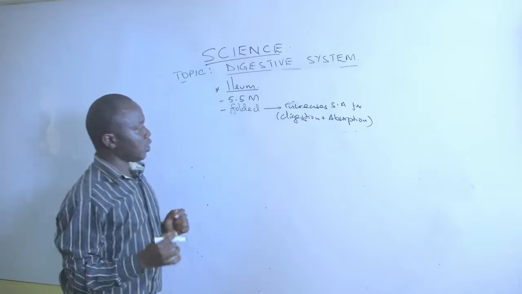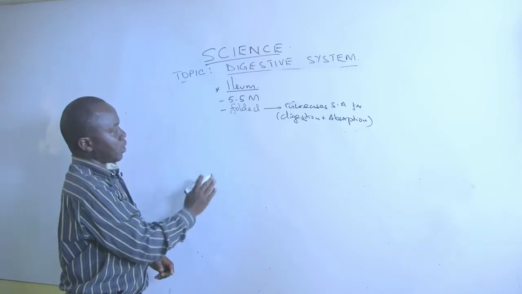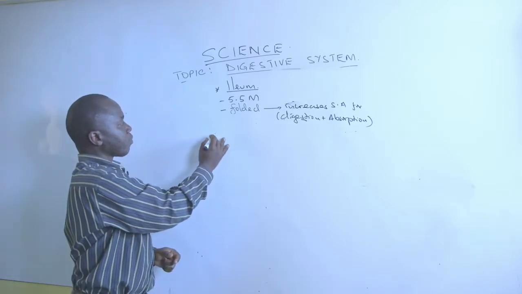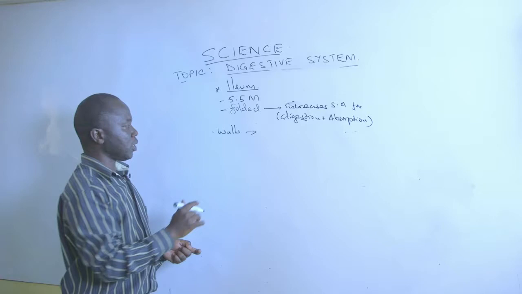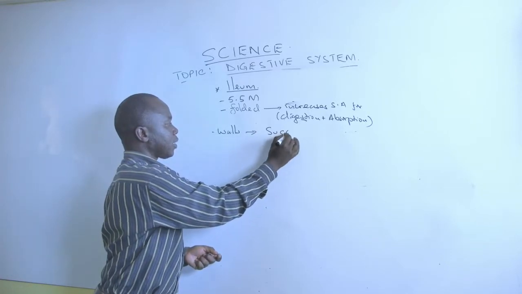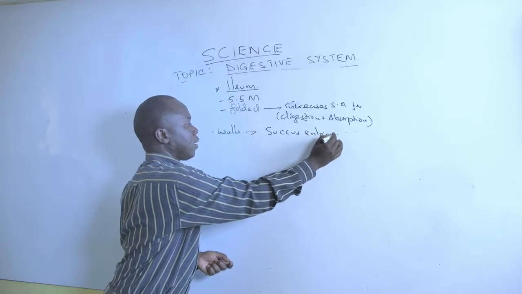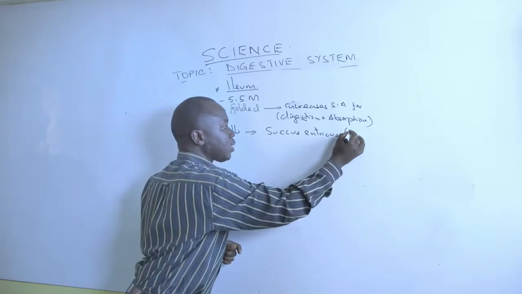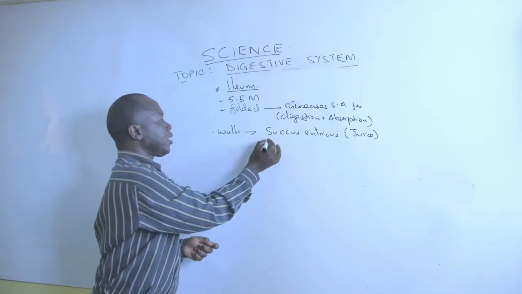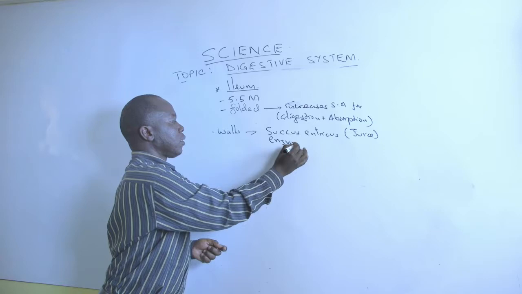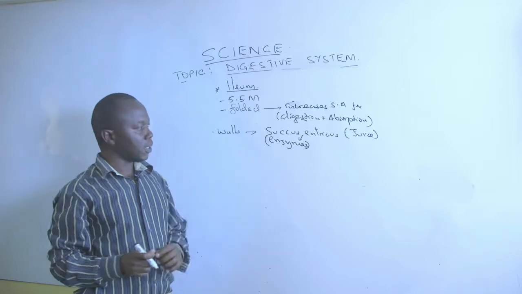But in terms of digestion, we want to look at what makes it very important. The walls of the ileum also release a juice. That juice is called succus entericus. Succus entericus is a juice, just like pancreatic juice and gastric juice, but it contains enzymes. The role of the enzymes is to complete the digestion.